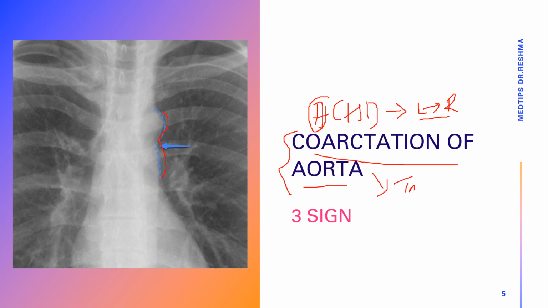Usually the people with coarctation of aorta will have some features of Turner syndrome, like webbed neck, shield chest, and streak ovaries. All those associated features can be seen with coarctation of aorta. So just remember, there is an association between Turner syndrome and coarctation of aorta, and this point is also very important.